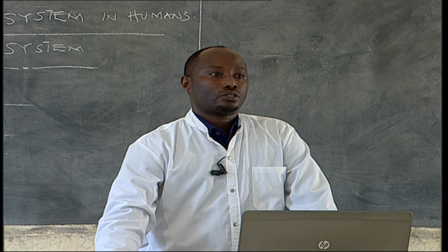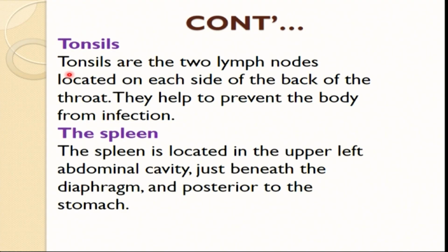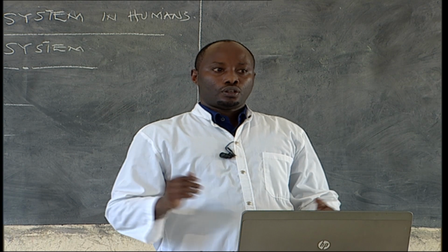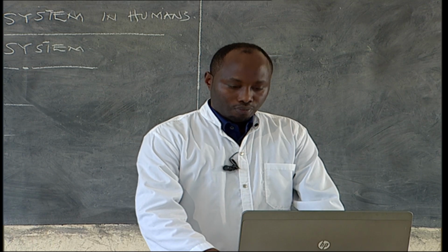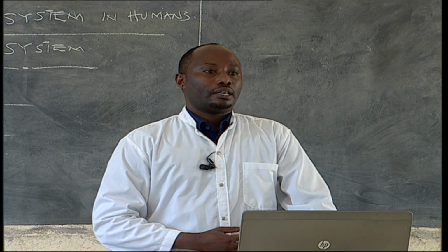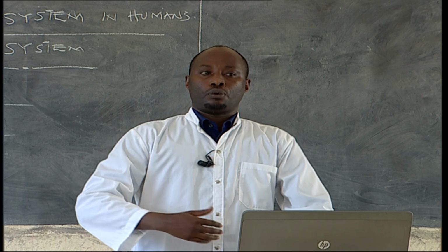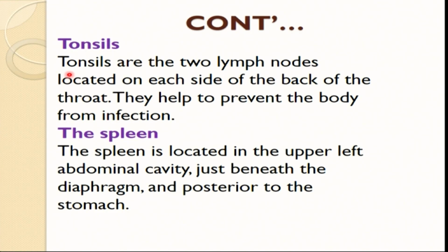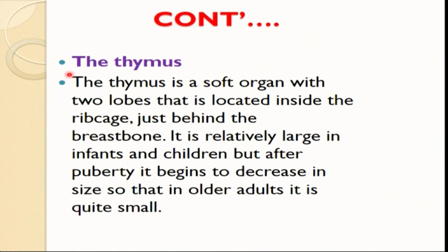We have tonsils. Where are the tonsils located? Tonsils are two lymph nodes located on each side of the back of the throat. They help the body prevent infection also. Then we have the spleen, located in the upper left abdominal cavity, beneath the diaphragm, posterior to the stomach. The spleen is also very important for protecting the body against infection.